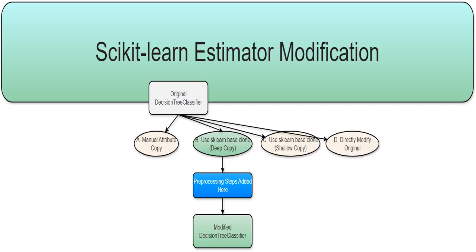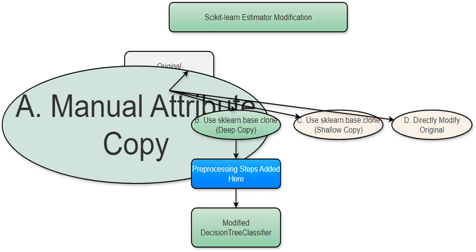I need to adjust a scikit-learn estimator, which is a type of machine learning model, specifically a DecisionTreeClassifier. I'll do this by adding steps before the model learns, pre-processing, without affecting the original DecisionTreeClassifier. Manually copying is inefficient and prone to mistakes. Trying to manually copy every single part of a model is tedious and might miss vital parts.